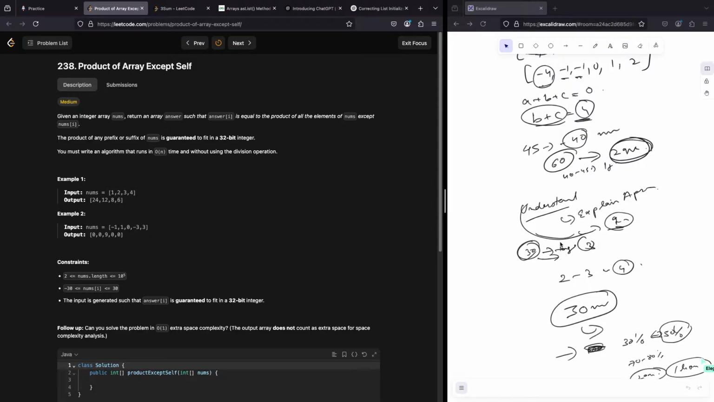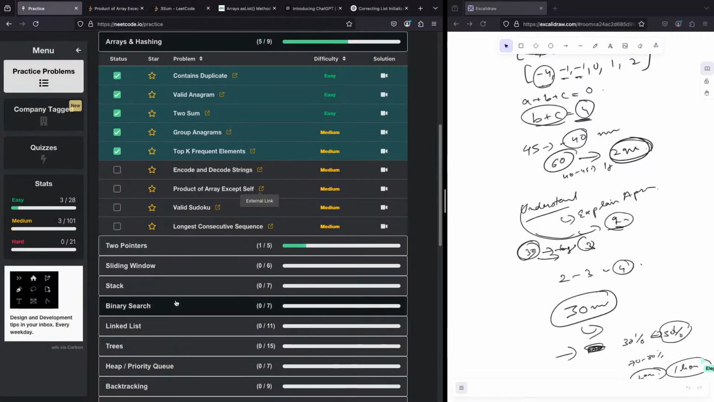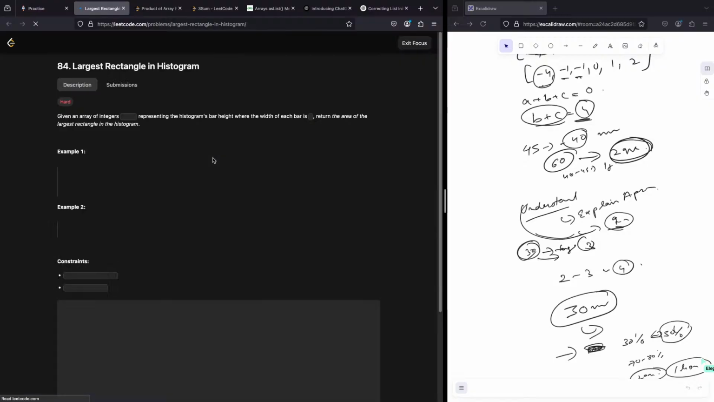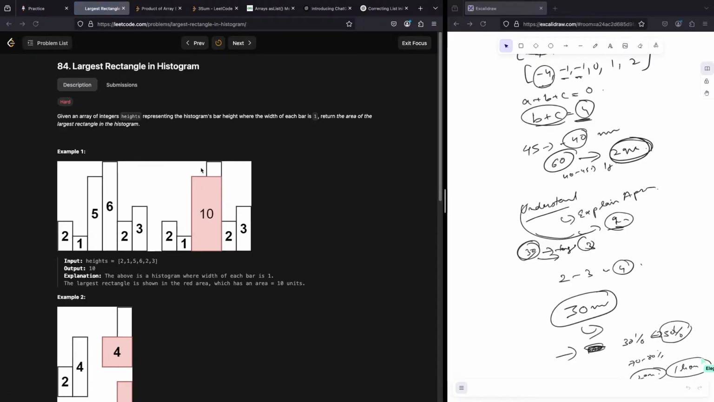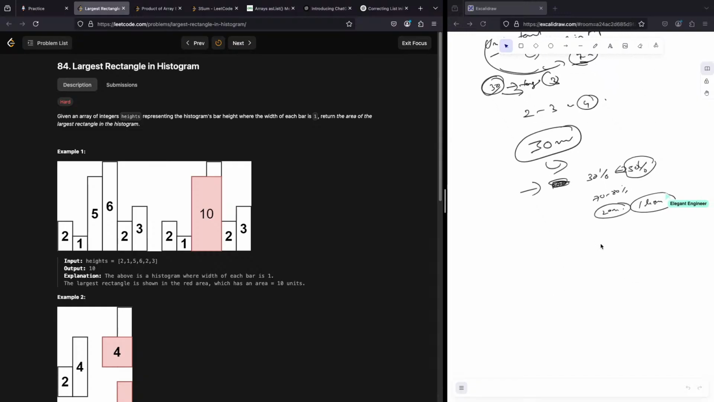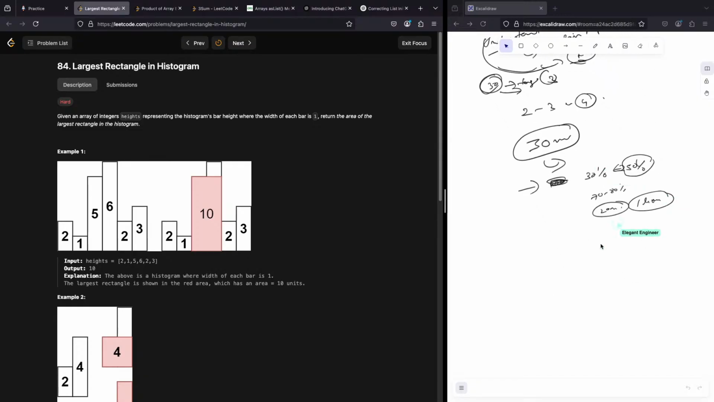Go to the discussion tab, see the algorithm. Most probably it will be some algorithm. To give you an example, let me show you one. Let's say we are solving this question, largest rectangle in a histogram. Now this question is directly based on monotonic stack. There is a concept called monotonic stack. It might be solved with other things, but monotonic stack is the thing to know here.